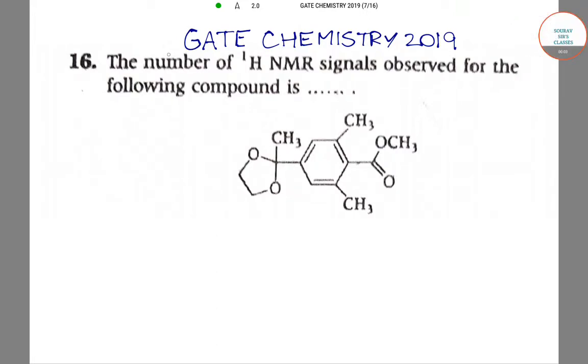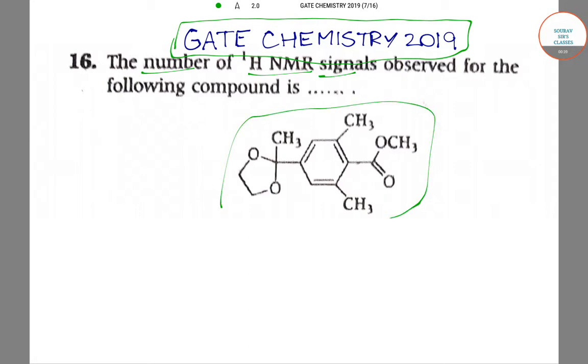Today we are going to solve a question of GATE Chemistry 2019. The question given to us asks about the number of HNMR signals, which is hydrogen nuclear magnetic resonance signals, observed for the following compound.